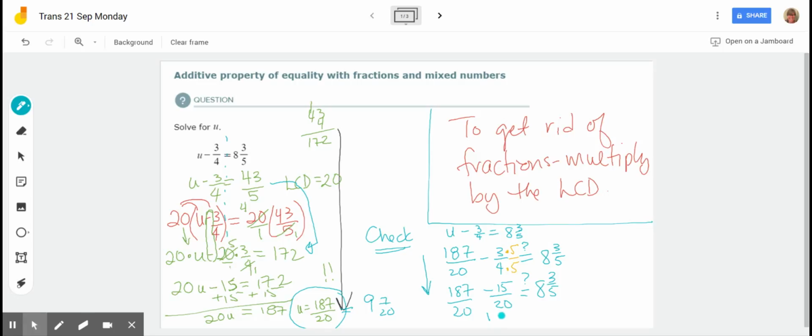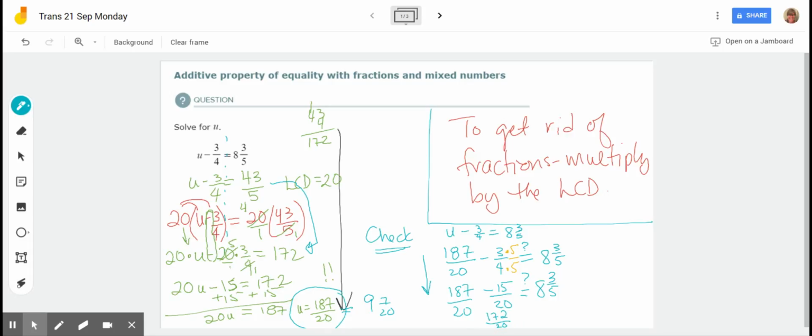I'm sorry, I got distracted there for a second. I was looking over the problem and I was like, okay, 187 minus 15. 7 minus 5 is 2. 18 minus 1 is 7. 172, is that correct? Let's see. Yep, that's correct. Over 20.